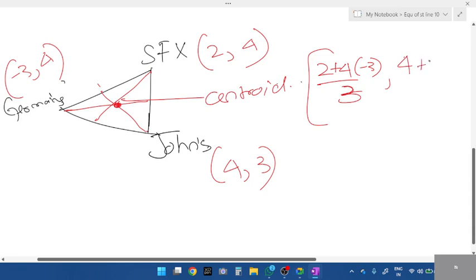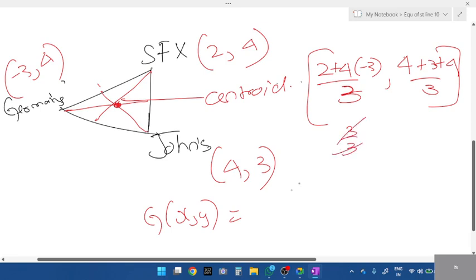4 plus 3 plus 4 divided by 3. So wherever the exact center is given, the centroid x comma y is equal to 2 plus 4, 6. 6 minus 3, 3, divided by 3 is 1. For y, 4 plus 4, 8. 8 plus 3, 11. 11 by 3.